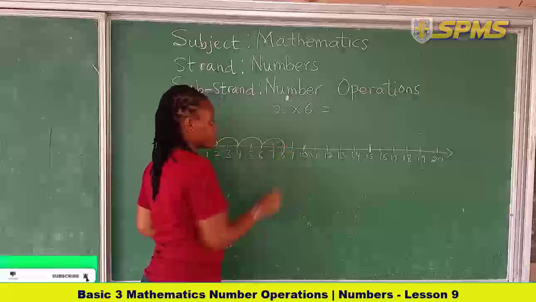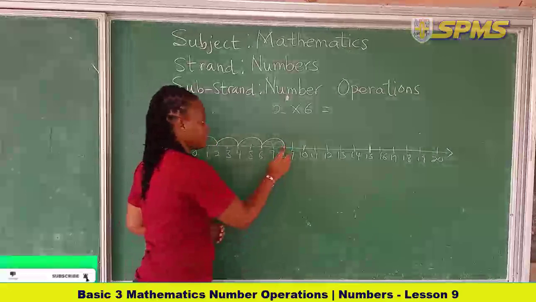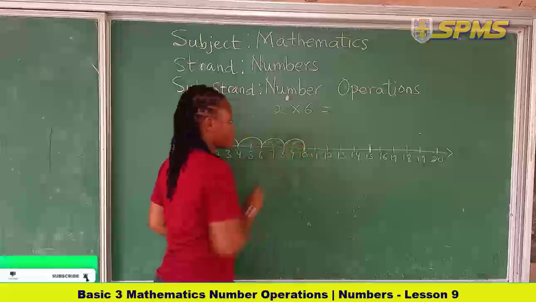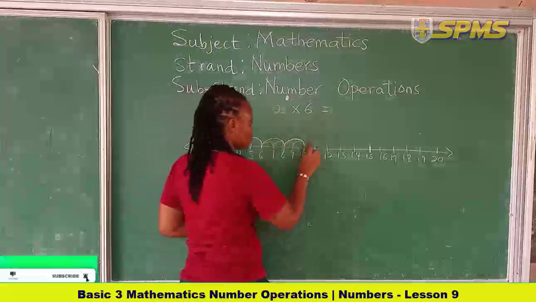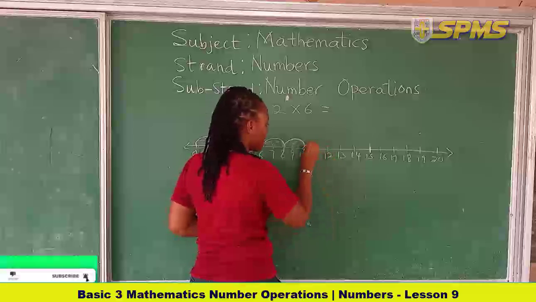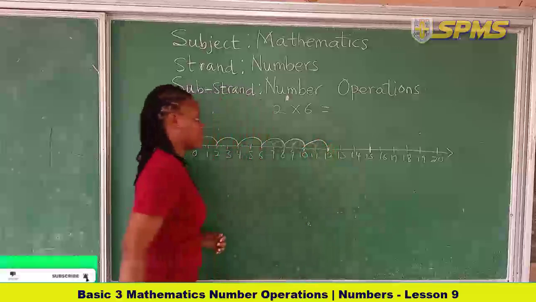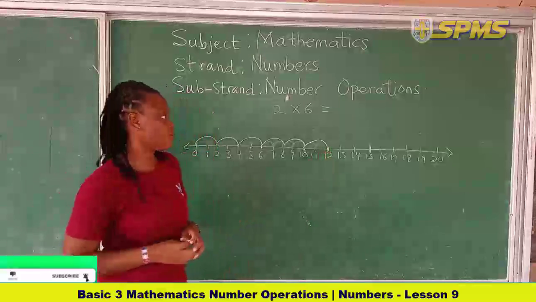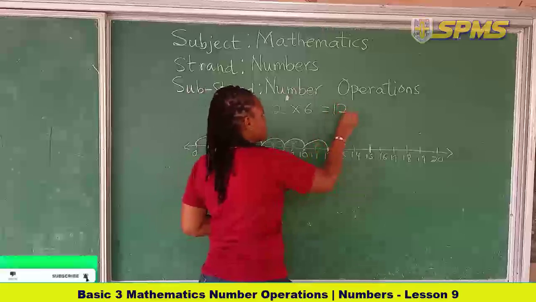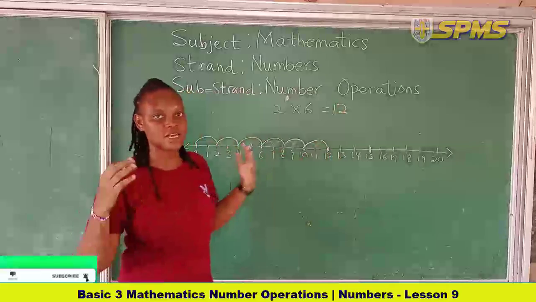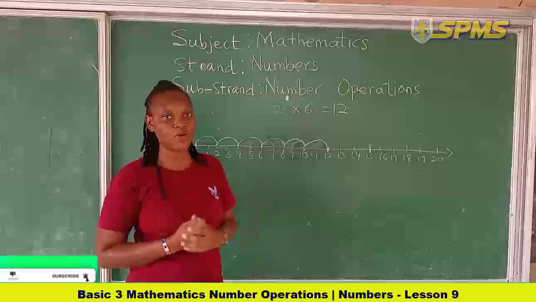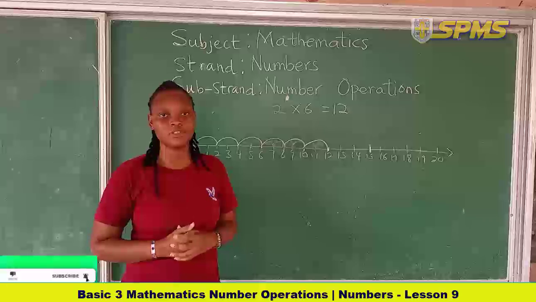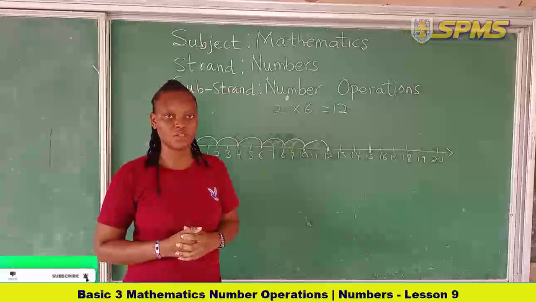Our fourth umbrella, and then 1 and 2, fifth umbrella. And then 1, 2, our last umbrella. So which number did we get to? 12. Very good. So 2 times 6 will give us 12. That is about our number line in multiplication.